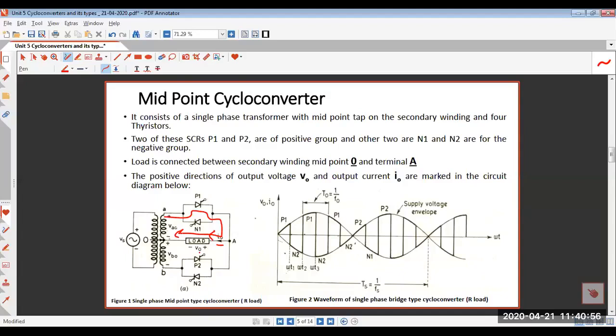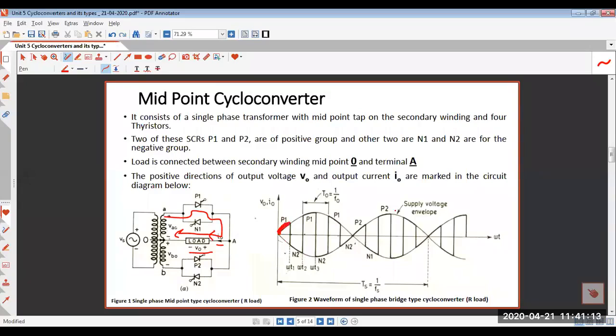Okay, and hence the direction of voltage will also be positive, and that is why the output voltage and output current in this case are positive. So it is following the positive envelope of the supply.